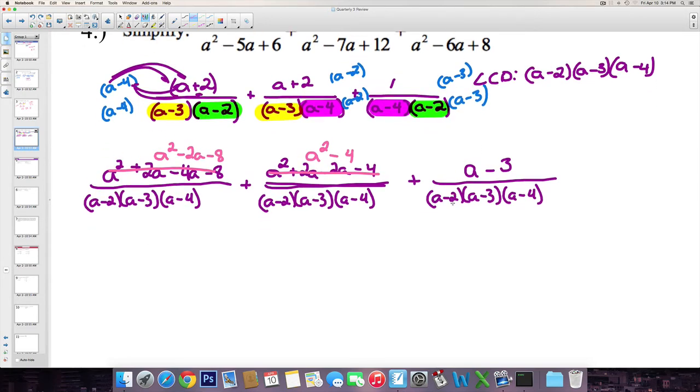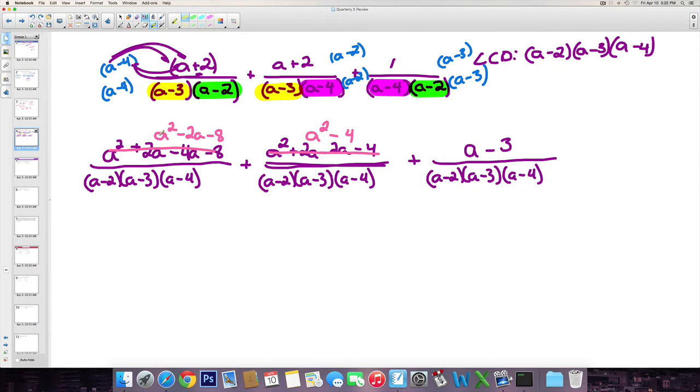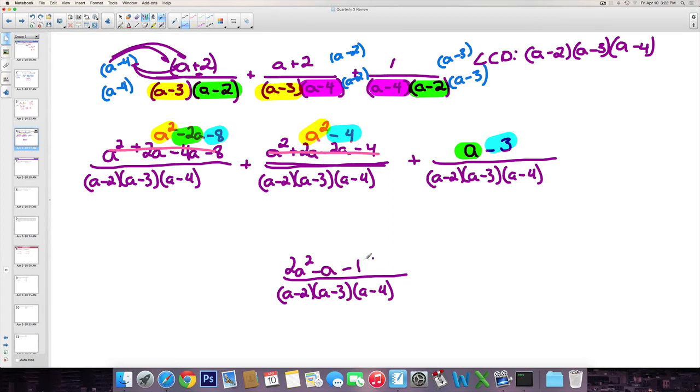So now we can go ahead and combine this into one single fraction. So let's identify our like terms, a squared and a squared. Negative 2a and positive a. And then negative 8, negative 4, and negative 3. So those are our like terms. So let's go ahead and combine that into a single fraction. The denominator will stay as is. And then the numerator now becomes 2a squared. Negative 2a and positive a is negative a. Negative 8, negative 4, negative 3 is negative 15. Unfortunately, we're not done yet because we need to factor the numerator.